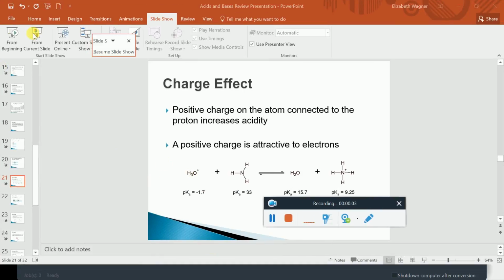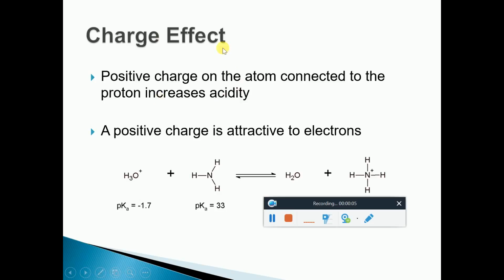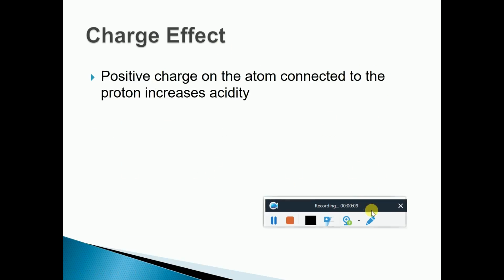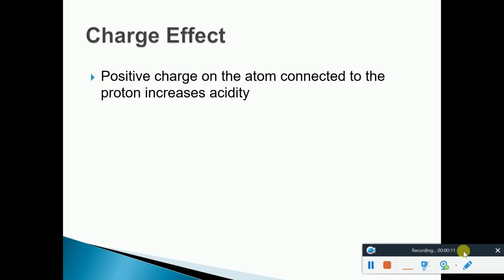All right, so let's now look at the charge effect. A charge effect: if a species is charged, it's going to be more unstable than it would be if it was neutral. So when you see any charge, a positive or a negative, you should be thinking about how that affects the species and how it affects its acidity and basicity.